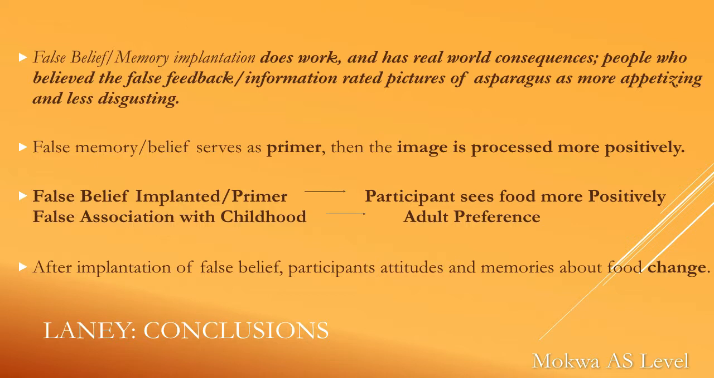So if you look at the little visual I made for you toward the middle of the slide, the false belief implanted, the primer, leads to the participant seeing the food more positively. The false association with childhood, so believing that you love that food as a child, leads to a feeling of warmth, a feeling of happiness, of liking that food, which is the adult preference. So false association with childhood, adult preference. It's incredible to think that a false memory, something that didn't even happen, can change someone's attitudes in the present and their behavior. Their feelings and attitudes, even their memories about that food, asparagus, change.